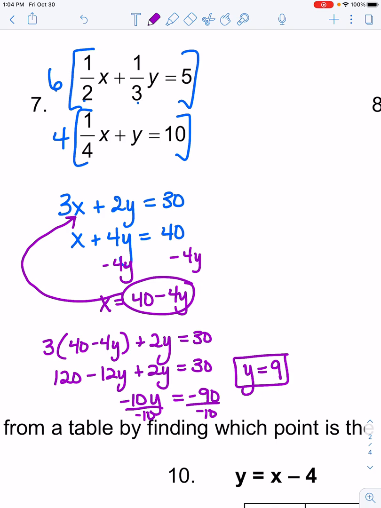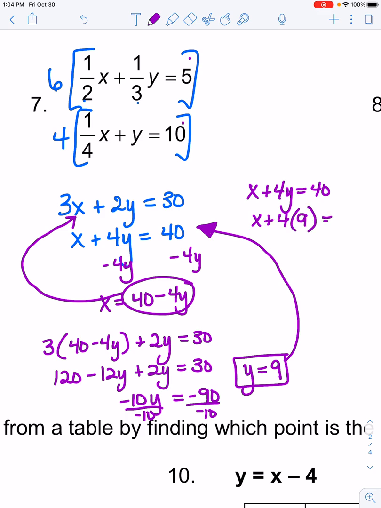Okay. Now again, when I go to plug this 9 back in, I can use those original equations printed on my page, or I can use these blue equations I created, which I think actually look a little bit better. Okay. So I'm going to plug it into the bottom one, I think. So x plus 4y equals 40. I'm just going to plug it in where the y is.